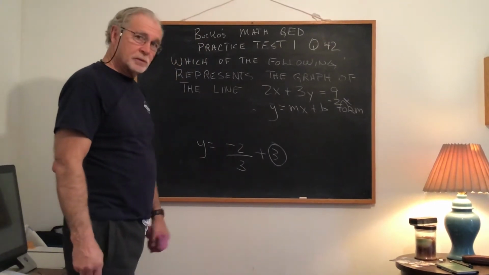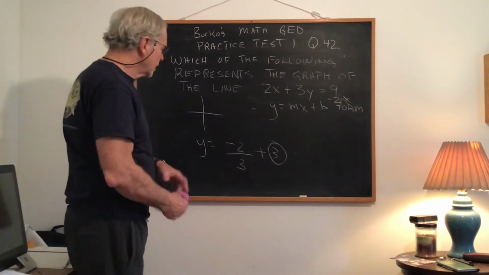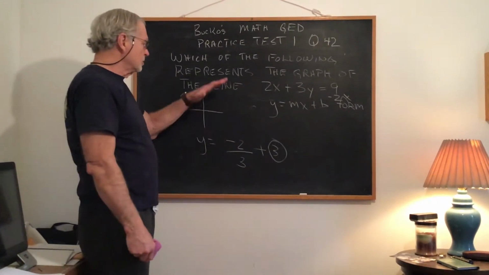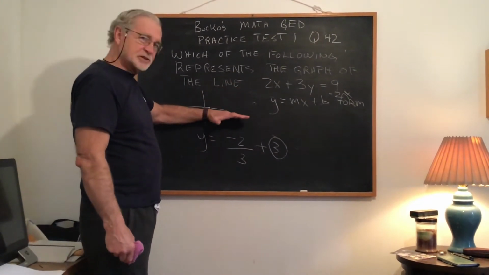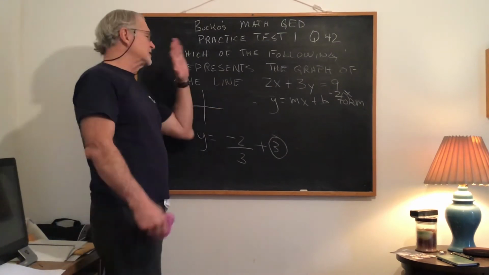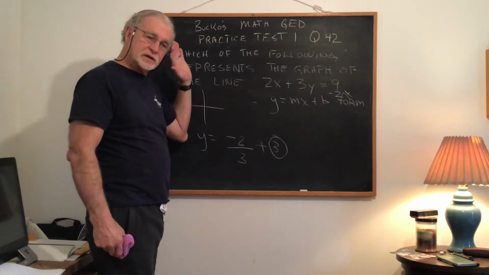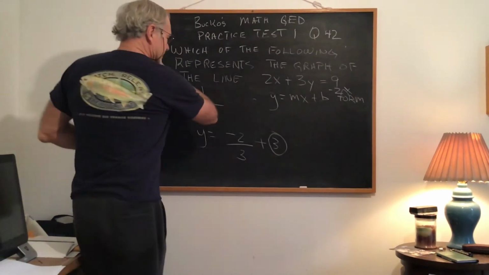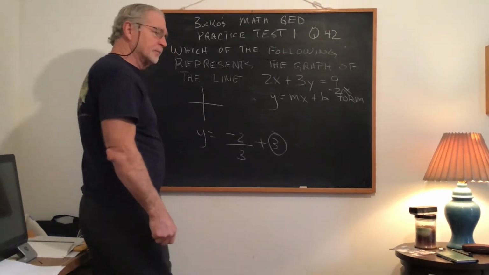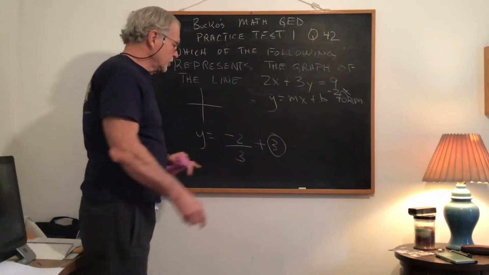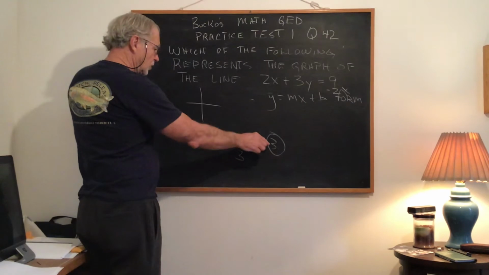This tells you, very importantly, I want you to get this, that the slope is negative, meaning it's not like that because that's a positive slope. It's not like that because that's no slope. It's not straight up and down because that's an undefined or infinite slope. It is like this, going downhill from left to right. That's a negative slope.